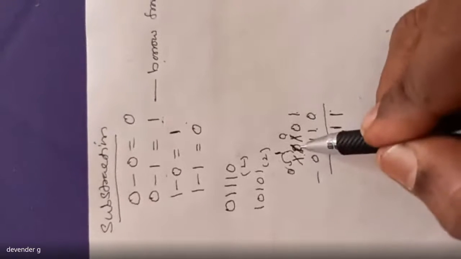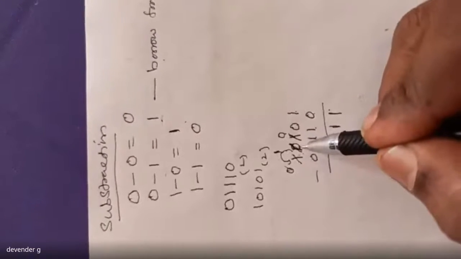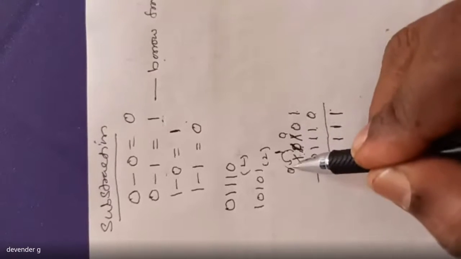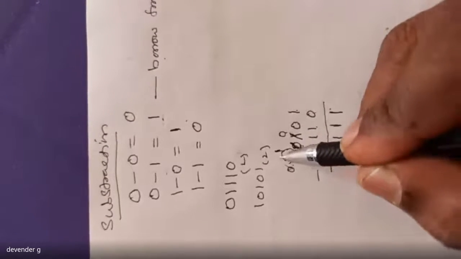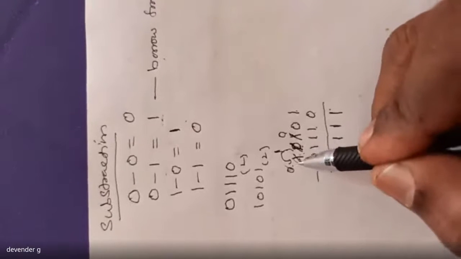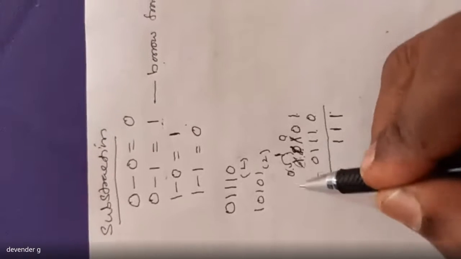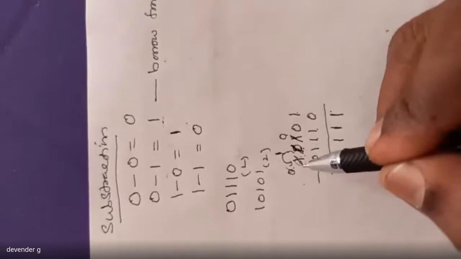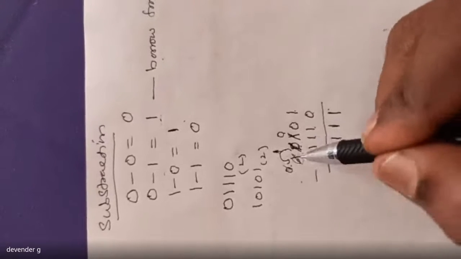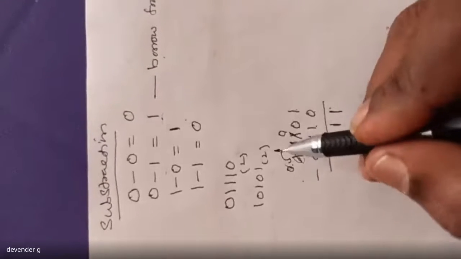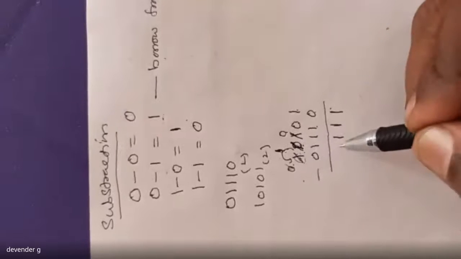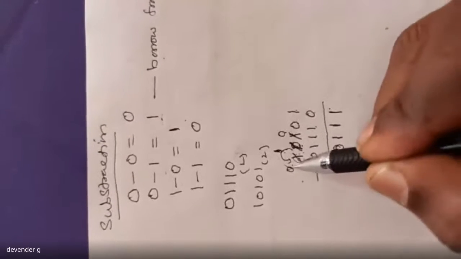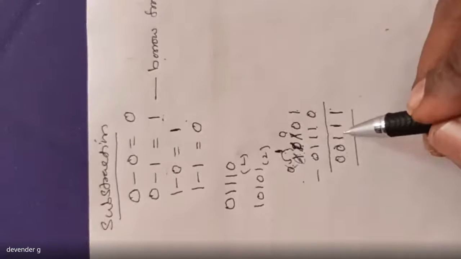This 1 has been given to him because I'm taking the borrow from the other, since I don't have value over here. So this has become 0. Now suppose here also it is 0, then cancel it and go to the other one. Like this, we are borrowing from some other place. So I got 1 over here. 1 minus 1 is 0, and 0 0 0. Now what is the answer I got? 0 0 1 1 1.